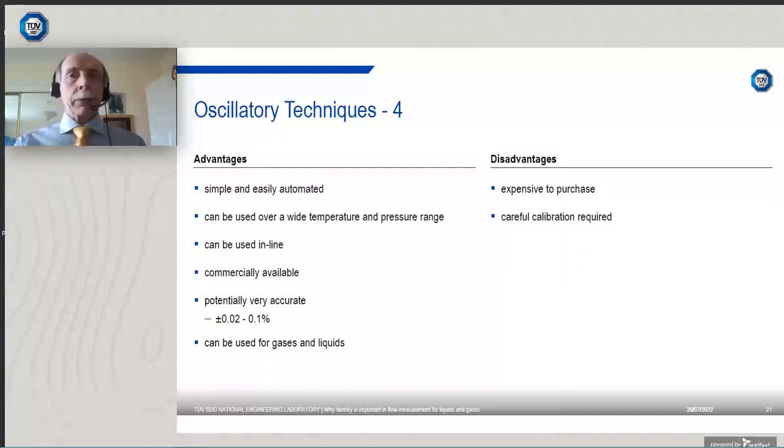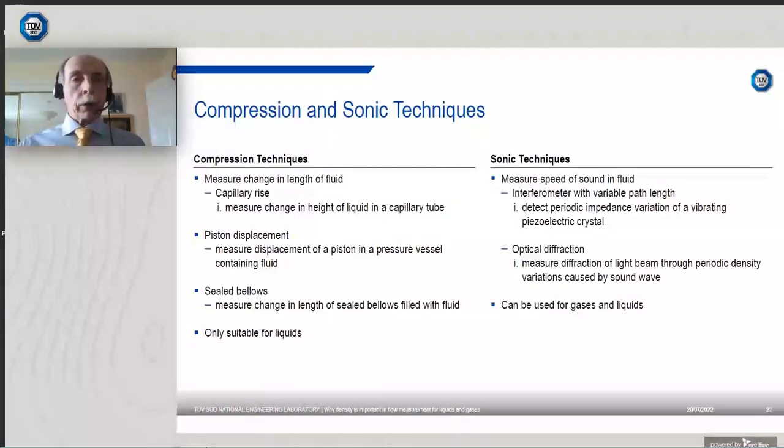They can be expensive to purchase, but that may well be worth it because of the benefits in terms of online, inline access to data, either for quality control or for safety critical applications. But one of the key points is that to achieve those very low uncertainties, careful calibration is required. And that's something that we'll touch on further on in the presentation.